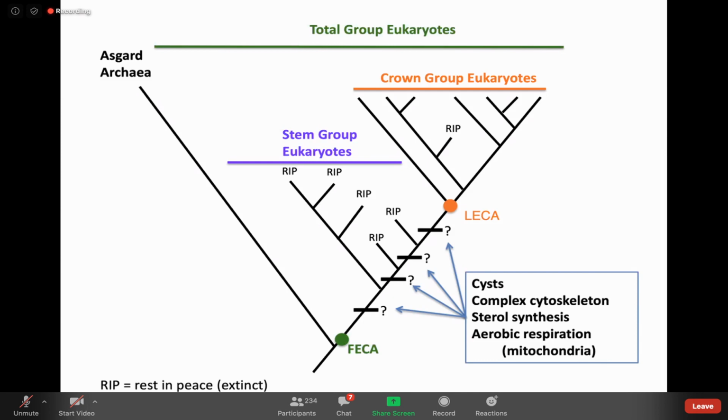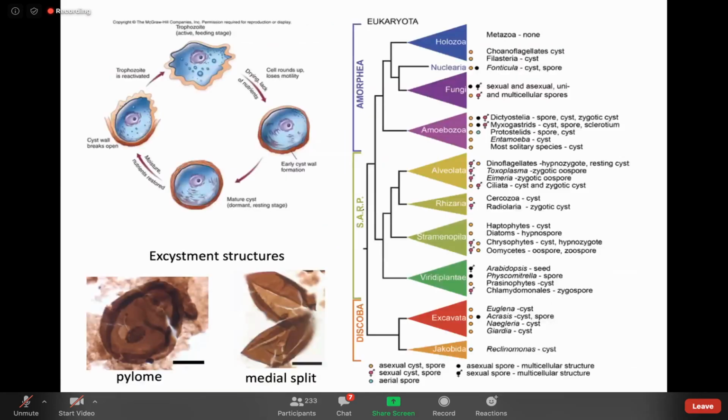So I'm going to look at 4 different proxies, different characters: cysts, a complex cytoskeleton, sterol synthesis, and aerobic respiration, which is a proxy for mitochondria. So starting with cysts, the resting stage is common in many eukaryotic life cycles, and this figure here by Schopp and Schilde shows that cysts are widespread in all the major eukaryotic supergroups, suggesting that maybe LECA formed cysts, or there was some underlying capacity in LECA such that cysts evolved over and over again within the crown group.